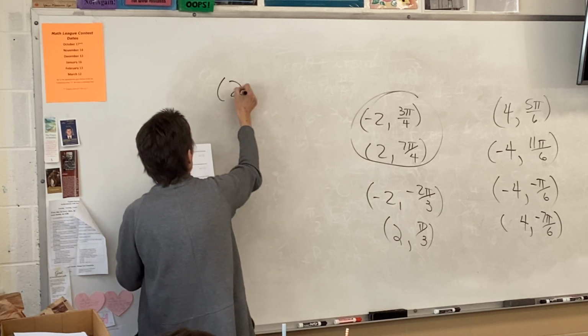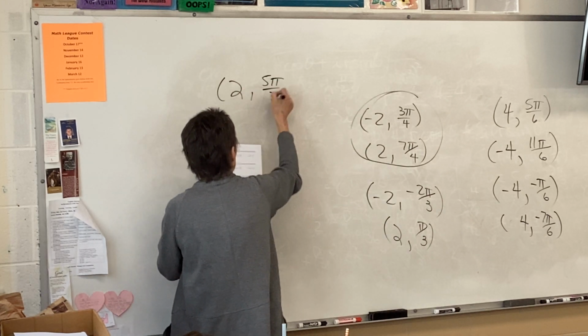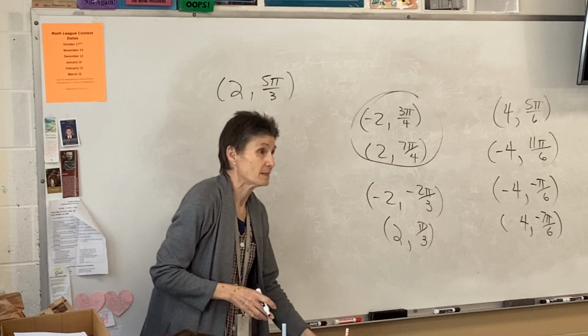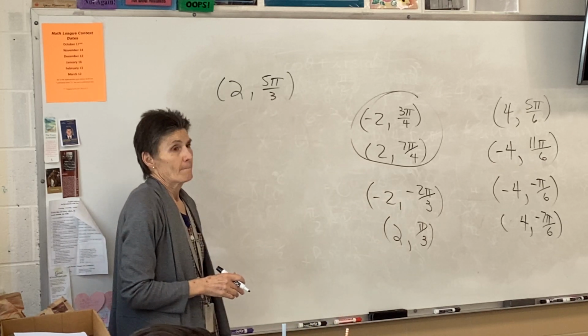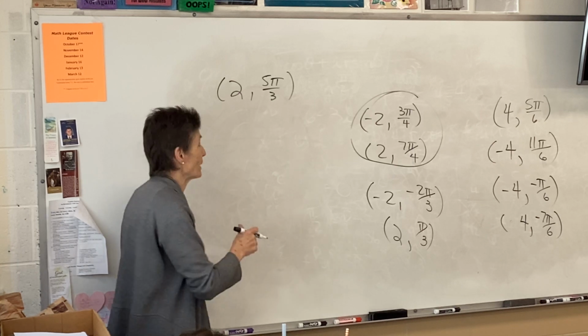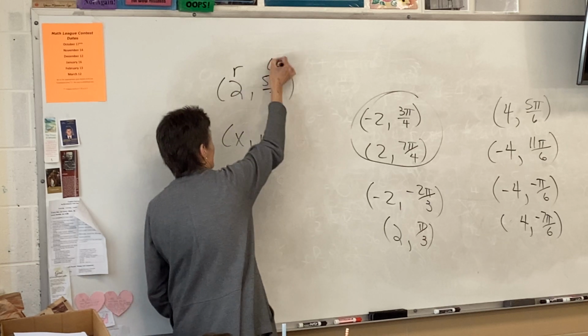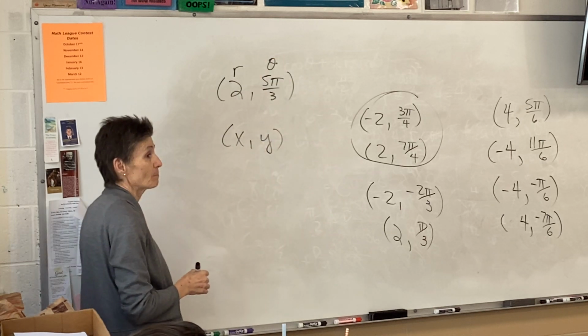We've got 2, 5 pi over 3. And we want to know the rectangular coordinates. Okay, so remember, rectangular means we want x and y. This is our r and theta.